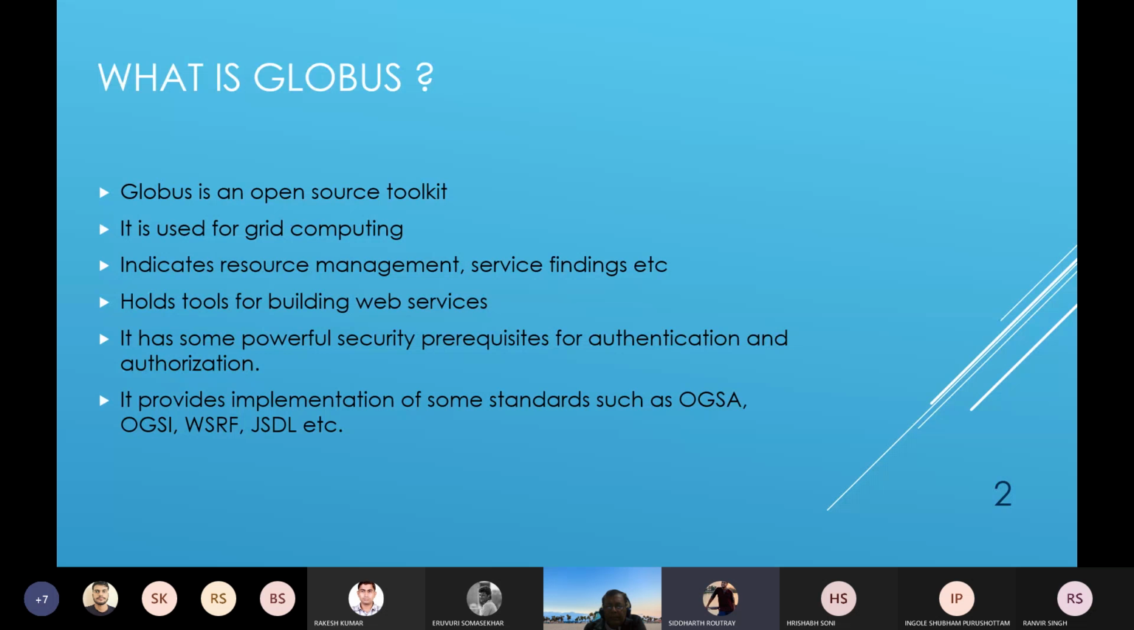It also holds tools for building web services. It has powerful security prerequisites for authentication and authorization, which means it provides security on our applications. It also provides implementation of some standards like OGSA. What is OGSA? OGSA is the Open Grid Service Architecture. We'll see about OGSA later. Then there is the Open Grid Service Infrastructure (OGSI), then the Web Service Resource Framework (WSRF). These protocols have been implemented by Globus.